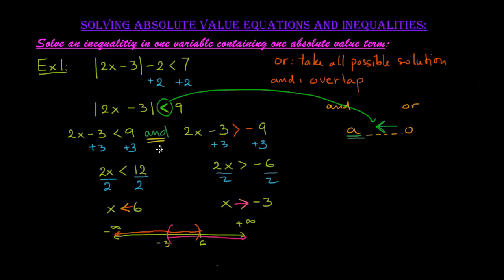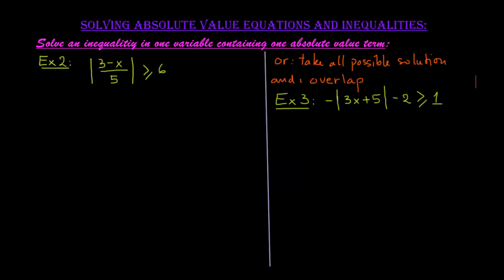So seeing this, we're looking for the overlap. Based on this graph, we see that they overlap from negative 3 to 6. So my answer would be parenthesis negative 3, comma 6, and close parenthesis. And that is our answer for this problem.